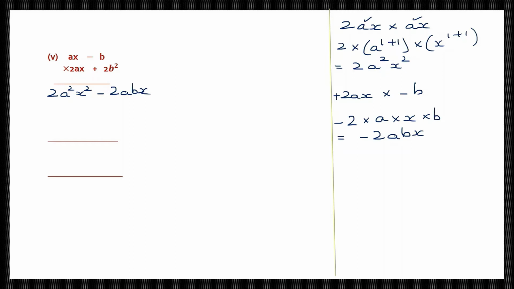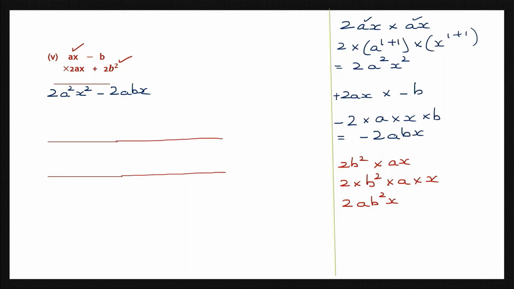Now we are going to do 2b square and ax. So let's multiply that. 2b square into ax. That is 2 into, now b, there's only that b square, there's only one a, there's only one x. So this will be 2, let me put in order, a b square x. So here I have 2ab square x. Since I don't have a column for that, I'm going to write that separately, plus 2ab square x.